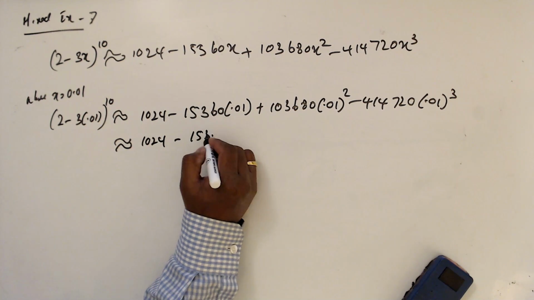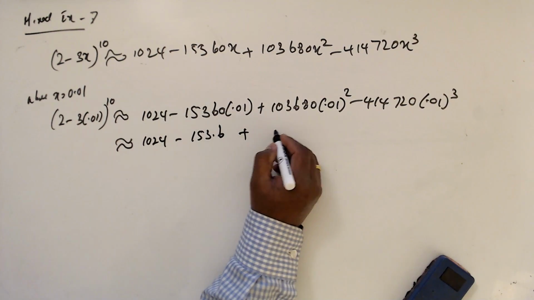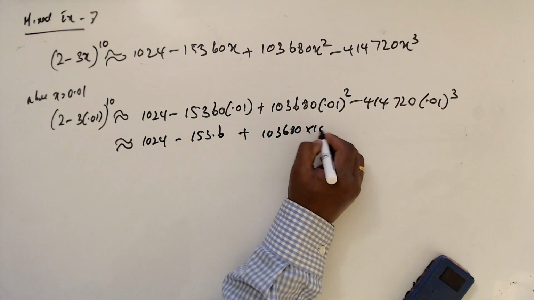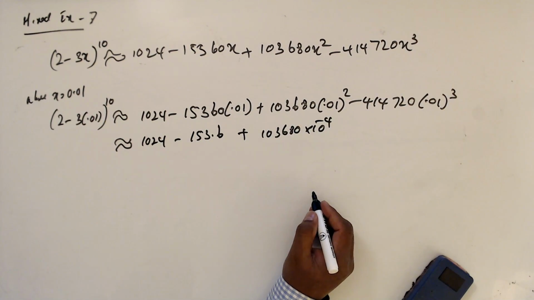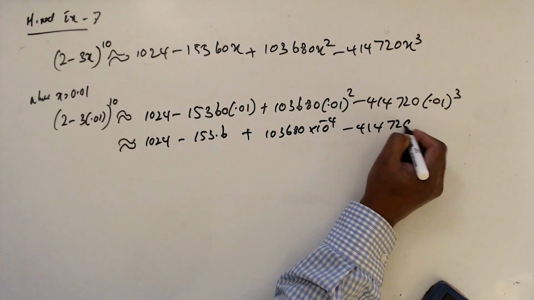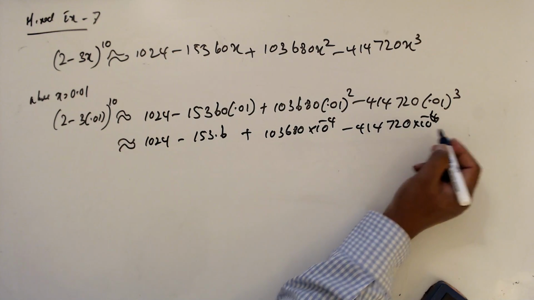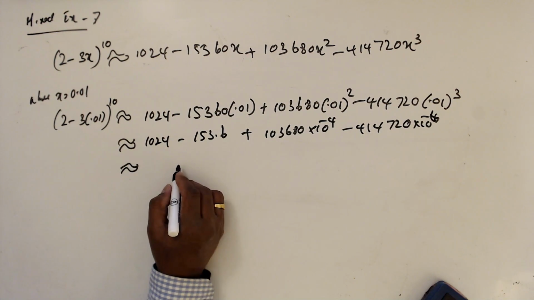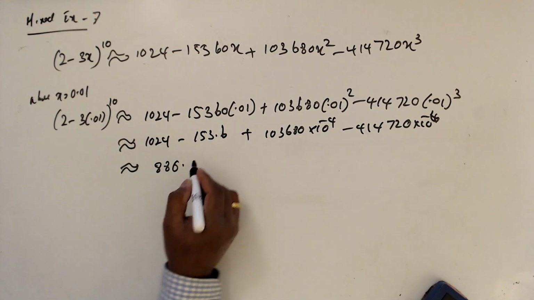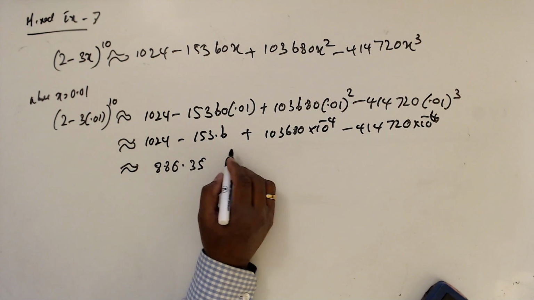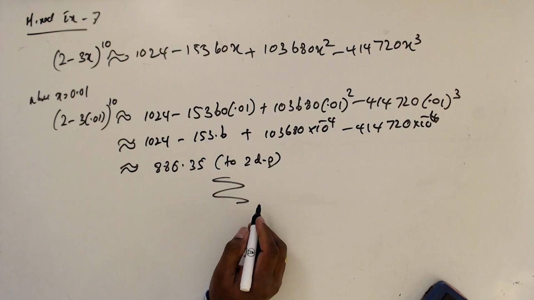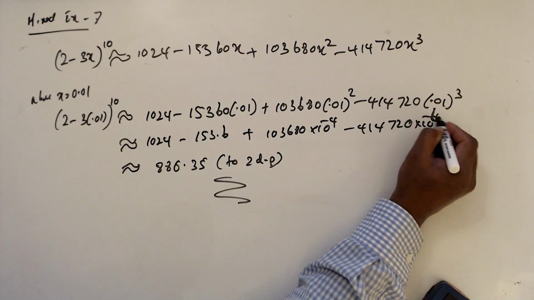Plus 103680 times 10 to the power minus 4, minus 414720 times 10 to the power minus 6, and this answer is going to be 880.35 to 2 decimal places.